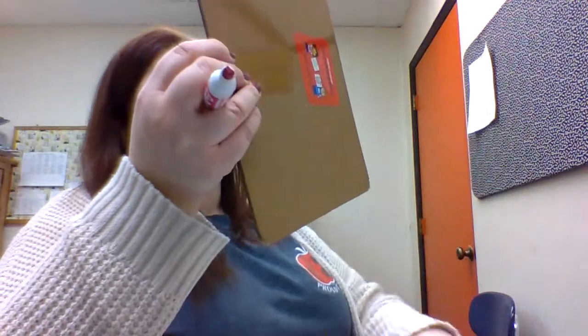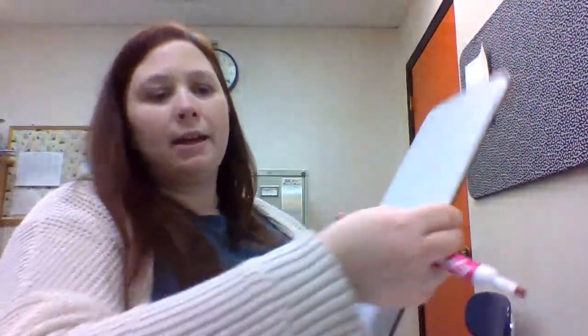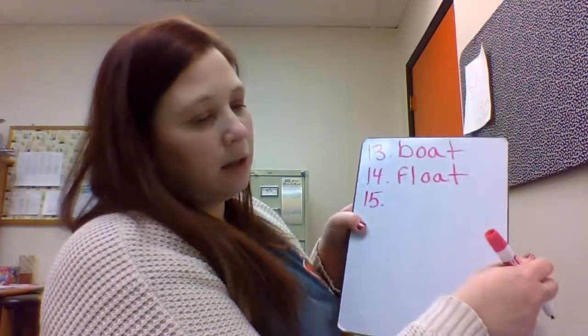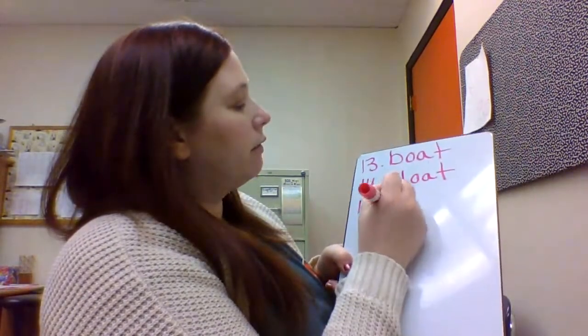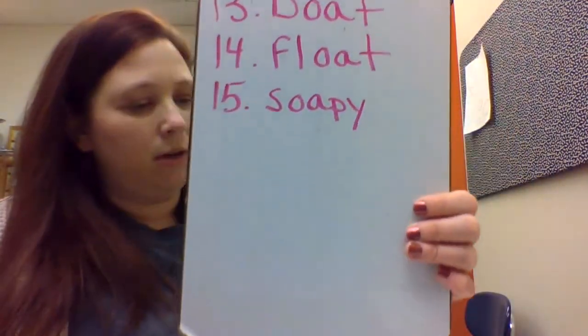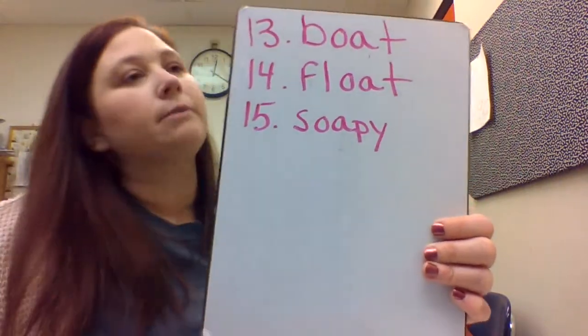Alrighty, let's practice spelling a couple of words that have that O-A in it. We're going to spell on number 13, boat. So we have B, B, and then O-A, T, boat. Number 14, float. O, T. Number 15, soapy. O-E. That E at the end is the Y. All right, make sure you have these down, and then we're going to code our words on our worksheet.